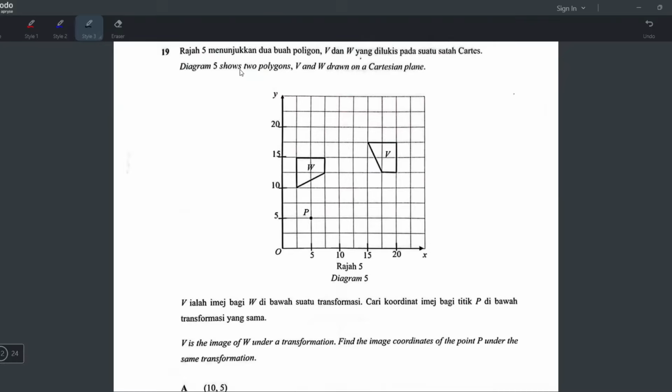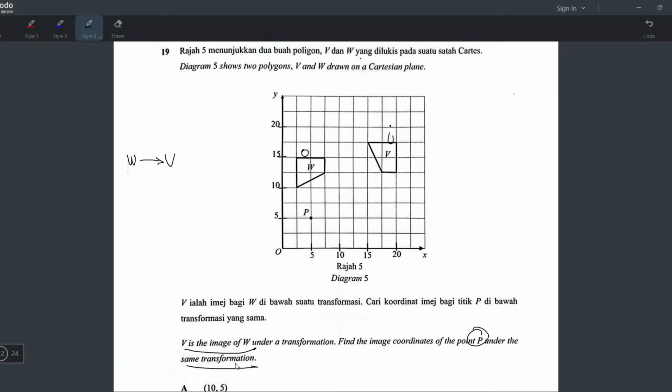Okay, question 19. Diagram 5 shows two polygons V and W. Okay, this looks like a transformation question. So they already give you two polygons. So I'm assuming they will tell you which one is the object and which is the image. Okay, V is the image of W under a transformation. Okay, yes. So V is the image, so this one I write I. W is the object. Okay. So remember it's always object goes to image. So W goes to V.